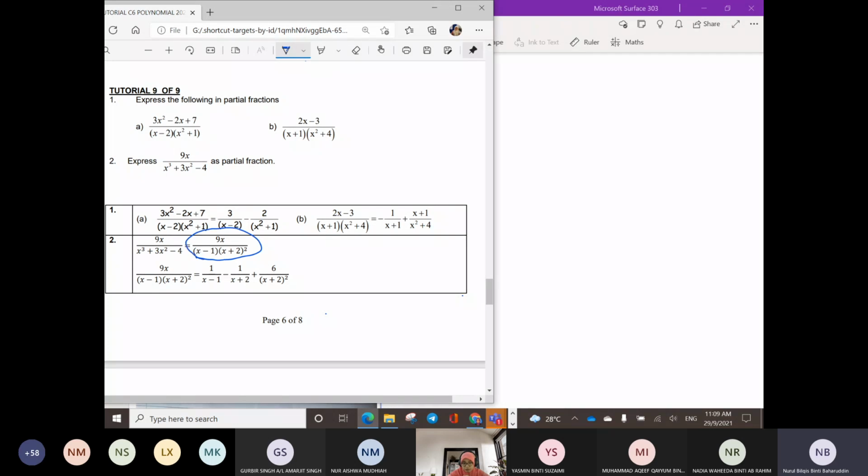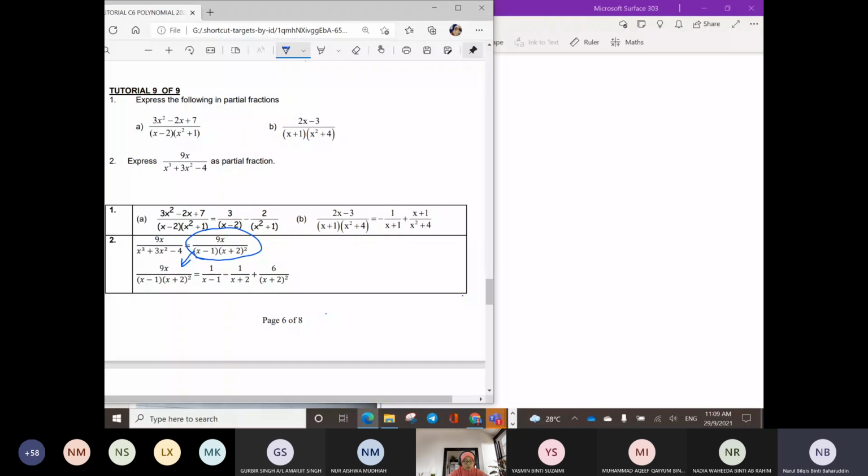Please write this one first, in order to make sure that you don't lose any marks. Please do like this. So 9x over (x minus 1)(x plus 2) squared. And then, in order to write your final answer, please use this equation: 9x over (x minus 1)(x plus 2) squared equals, and so on.